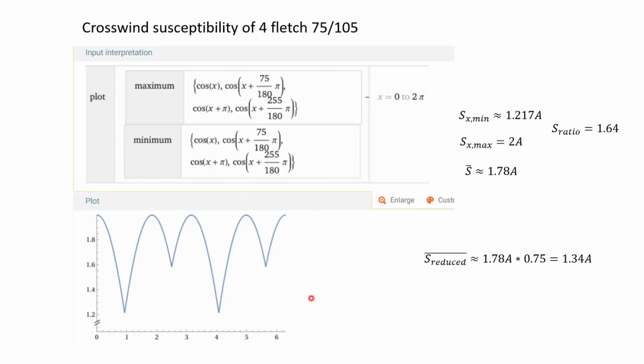So now we understand the stability and crosswind susceptibility of these three fletching configurations. Let's talk about clocking your broadheads.